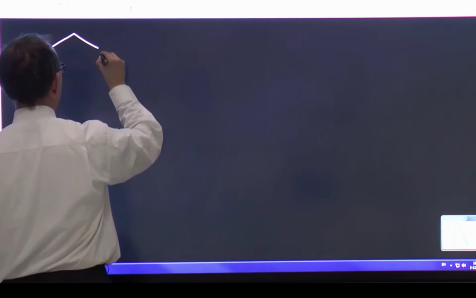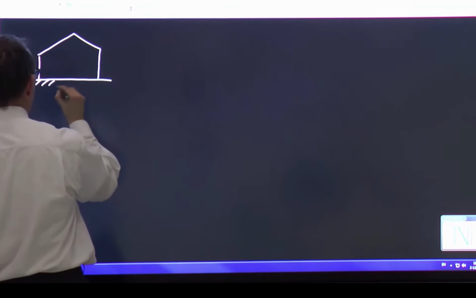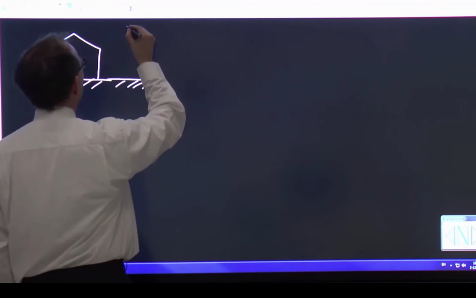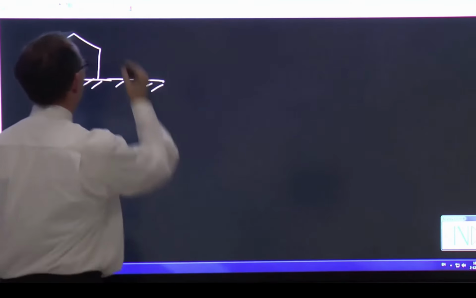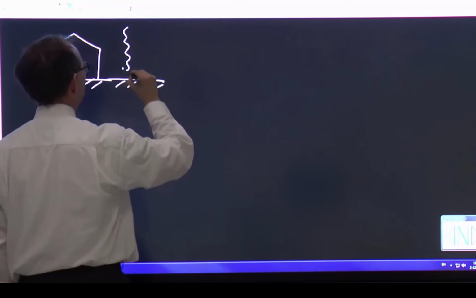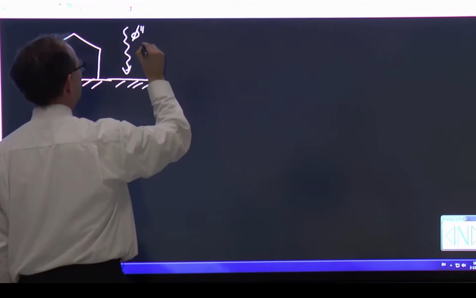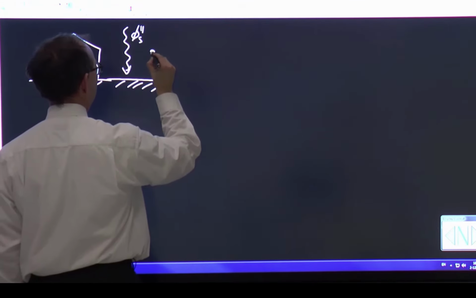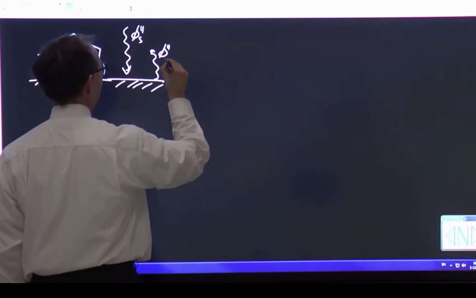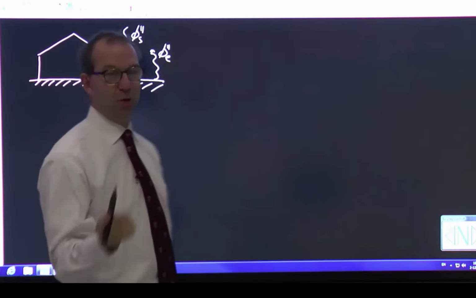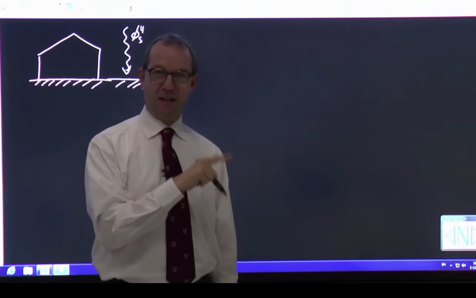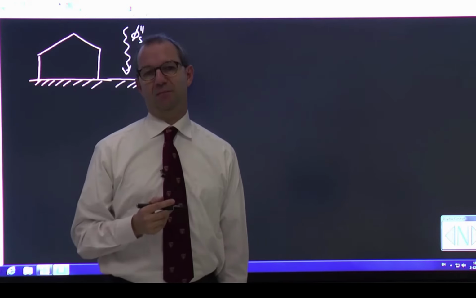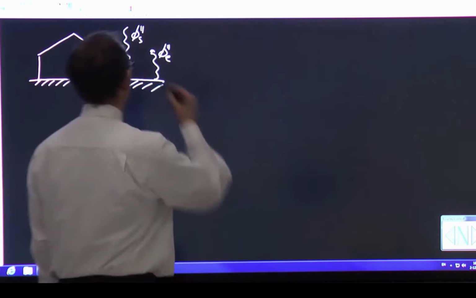Here is my greenhouse. And here is not my greenhouse. A very basic, simple model goes as follows. The sun radiates in, so there's a heat flux from the sun coming in. The Earth radiates back. This is the only way that the Earth gets heated up and the only way that it can prevent itself from cooking.